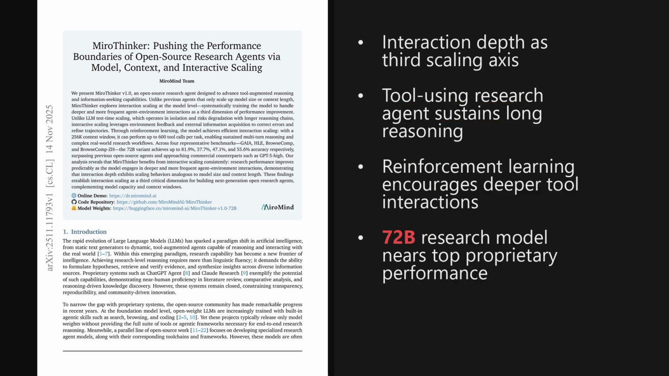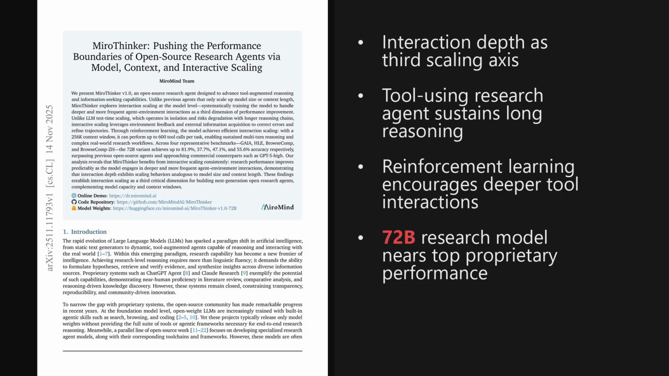I'm Alex. Today, we are looking at a paper from the Hugging Face trending list, published on November 14, 2025, about 5 days ago. It introduces an open research agent that adds interaction scaling as a third axis beside model size and context length. And in tests, the 72 billion parameter version reaches 81.9% on GAIA, 37.7% on HLE, 47.1% on BrowseComp, and 55.6% on BrowseComp-ZH.